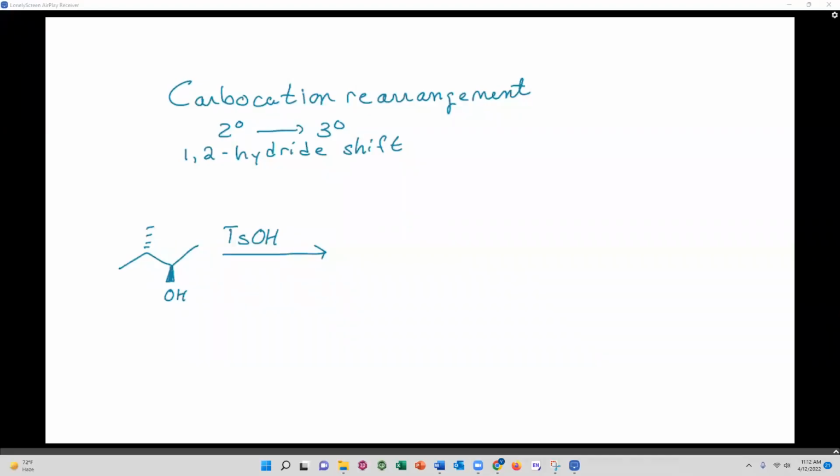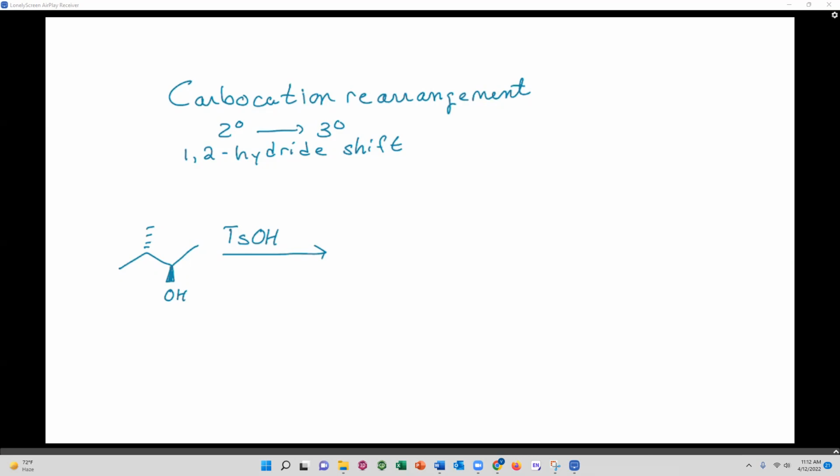Okay, so one of the things that we can observe anytime we form a carbocation is a so-called carbocation rearrangement. Anytime you form a secondary carbocation, there is the possibility that it may rearrange. Now, the possibility means it could, doesn't mean that it will. And so the only time you're going to see a carbocation rearrangement is when I can take a secondary carbocation and turn it into a tertiary carbocation.